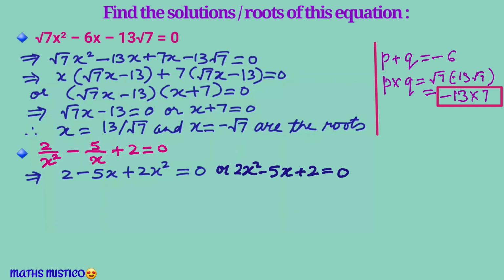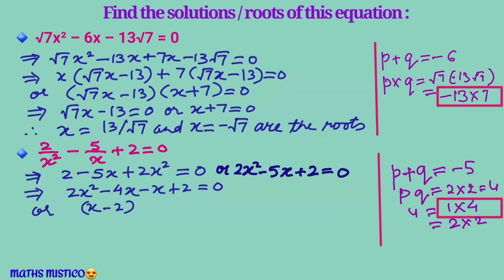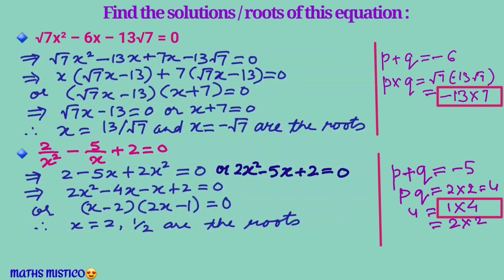And we have got the general form. Now we can easily solve it by splitting the middle term. The sum should be minus 5 and product should be 2 into 2, that is 4. Positive product indicates that the two factors should have same signs, but the sum is negative. It means both of them will be negative. So the two factors will be minus 4 and minus 1. Splitting the middle term into minus 4x minus x and simplifying, we finally get x minus 2 into 2x minus 1 is equal to 0, which implies that x minus 2 is 0 or 2x minus 1 is 0. Simplifying them, we get the roots are 2 and 1 by 2.